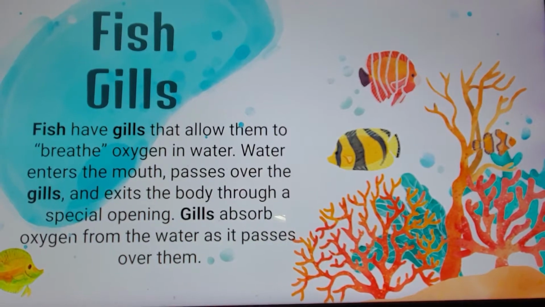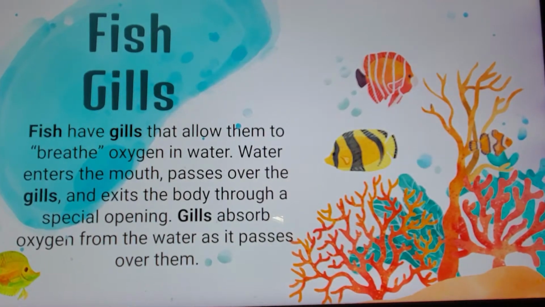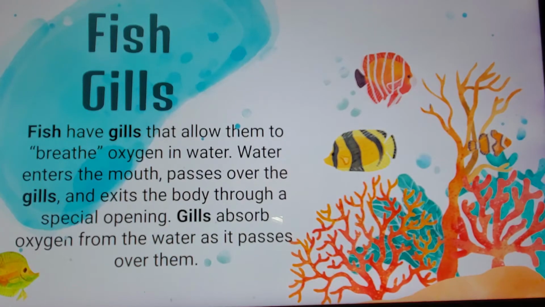Hello, ladies and gentlemen. Today we are going to be talking about a second adaptation, and this is the gills that are found in fish. So the gills are the equivalent of lungs to fish. It says fish have gills that allow them to breathe oxygen in water. So oxygen goes in and out of water. It kind of melts into the water, and it's there, and it can evaporate away as well.